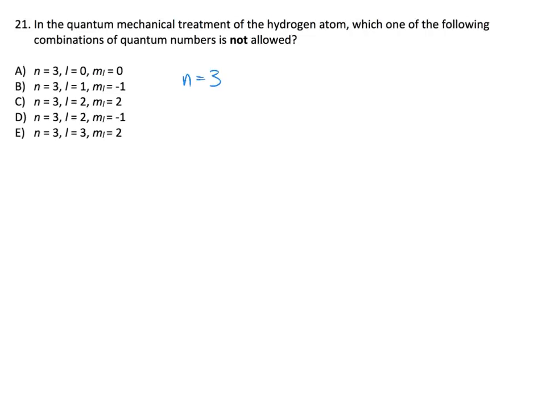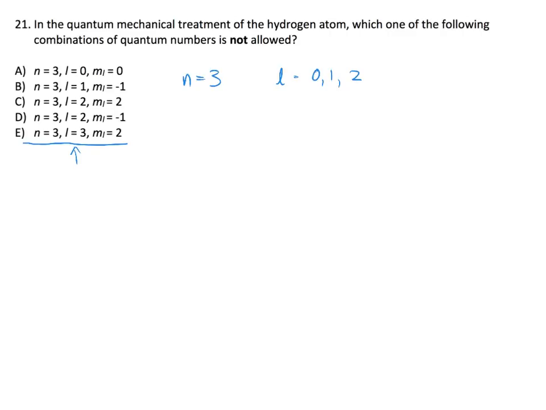When n equals 3, L can only take on certain values. L can only take on values of 0, 1, or 2. Basically, the values that L can take start at 0 and go up by whole numbers to n minus 1. So this helps us right away, because we can identify that E does not work because it has L equals 3. That's not an allowed value for L for n equals 3. All the other ones are okay.